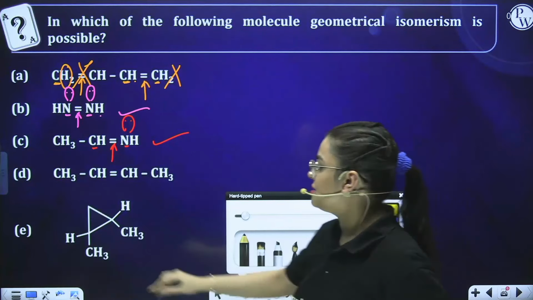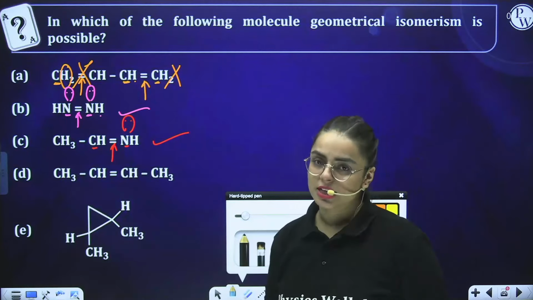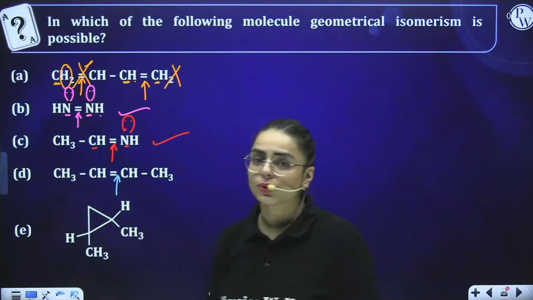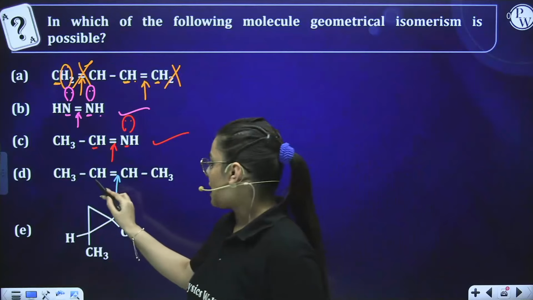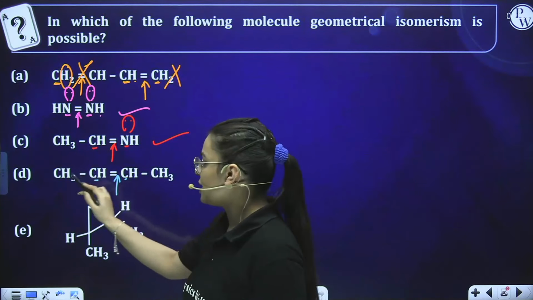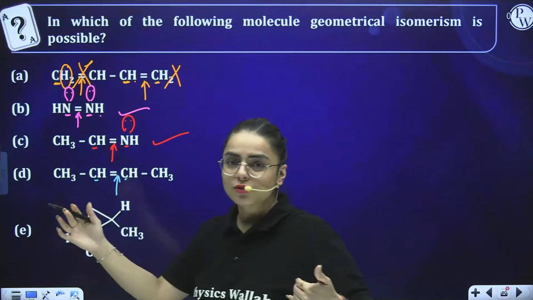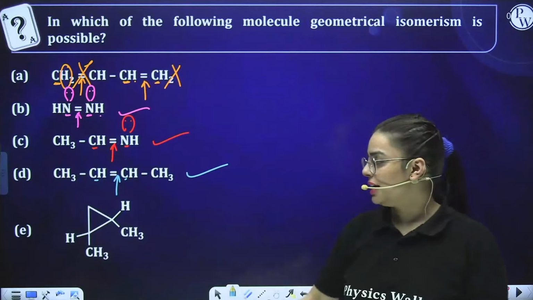For the next case, it is CH3 single bond CH double bond CH single bond CH3. Now let us see, here a double bond is present, so I would say here restricted rotation is seen. Now they should have different groups on the terminals. This carbon and this carbon are the terminals. It has one hydrogen and one CH3. It has one hydrogen and one CH3. So individually they have different groups. Hence geometrical isomerism is also possible over here. Now let us see this case.